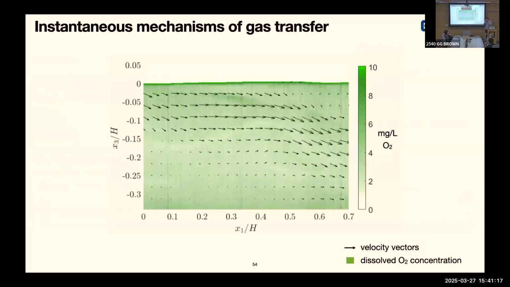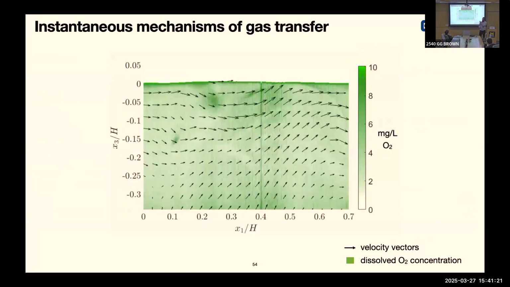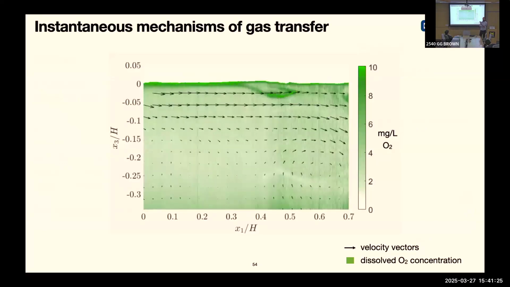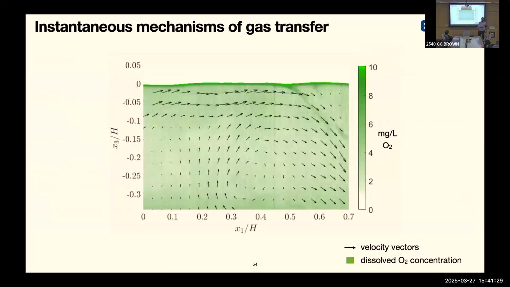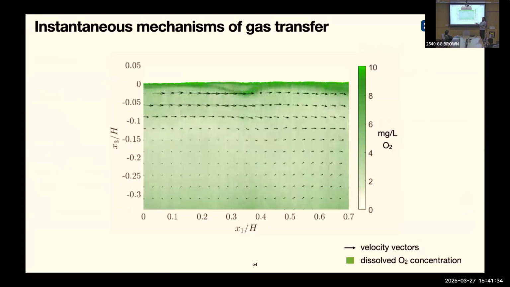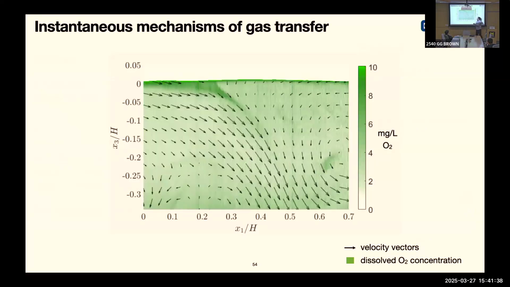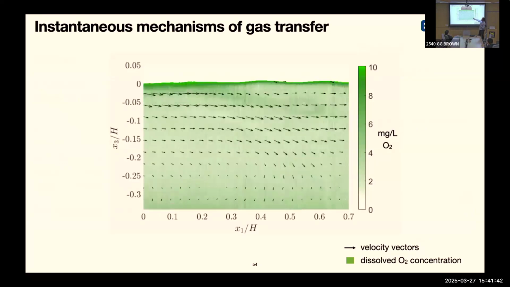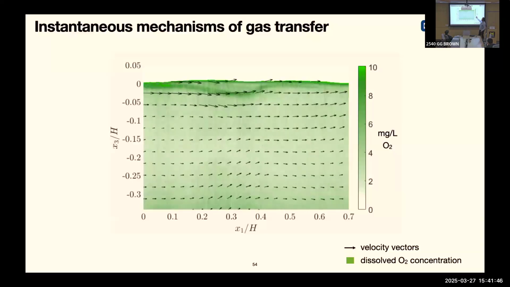The last thing I wanted to show you and talk about is that all of those gas transfer studies were done with bulk measurements. We put a probe in and we're basically measuring the integrated amount of O2 in the water. But what we want to know is how is the turbulence actually responsible for those changes? What you're looking at here is an image of particle image velocimetry, that's what the vectors are, combined with a laser-induced fluorescence technique that is actually illuminating oxygen.